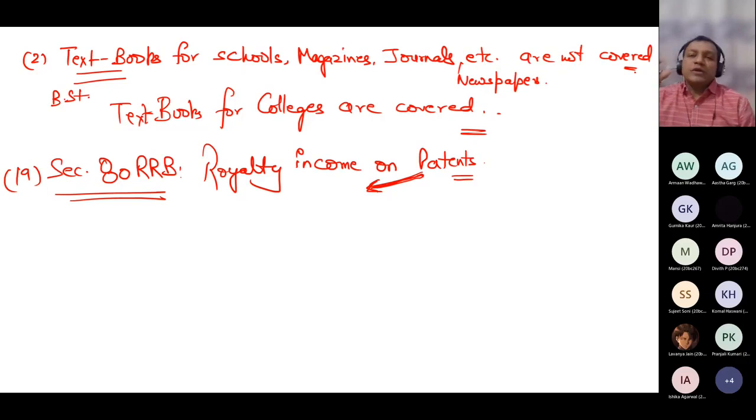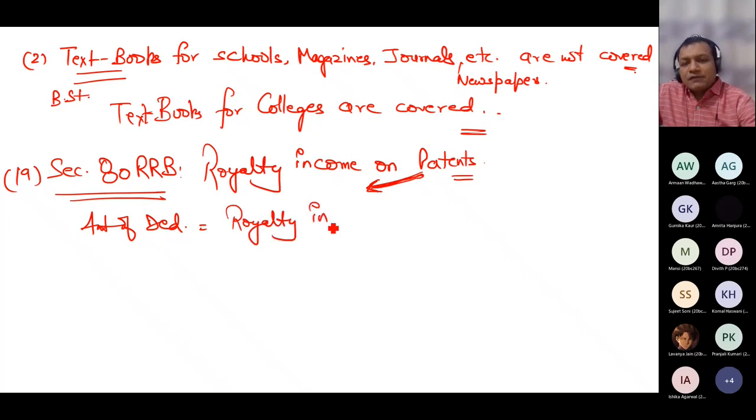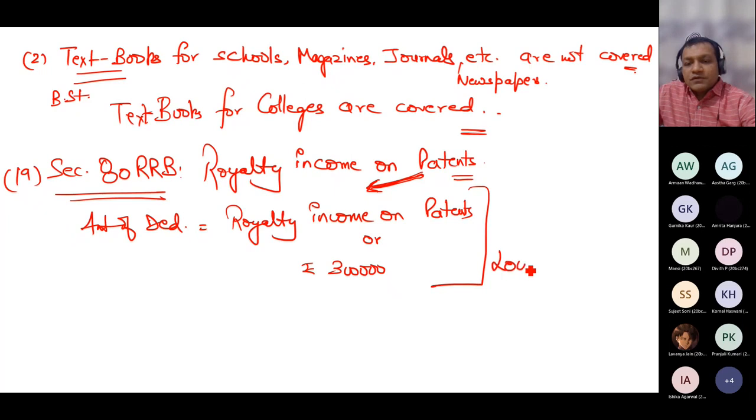So 80QQB was royalty income on books, and 80RRB is royalty income on patents. All other conditions and everything are the same. So there is no difference between 80QQB and 80RRB. Here also the amount of deduction will be royalty income on patents or 3 lakh, whichever is less. Everything is the same.